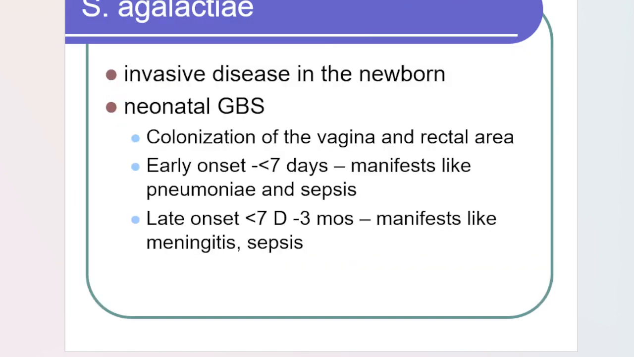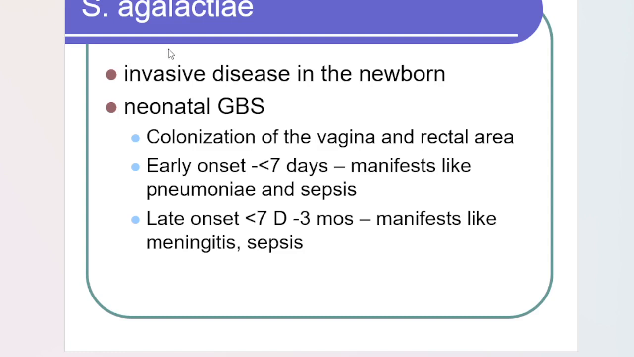Okay? So, agalactiae causes invasive disease in newborns. So, neonatal group B Streptococcus, the GBS. So, there is colonization of the vagina and rectal area. There are two types, early onset and late onset. Early onset is in less than 7 days from the birth of the newborn.